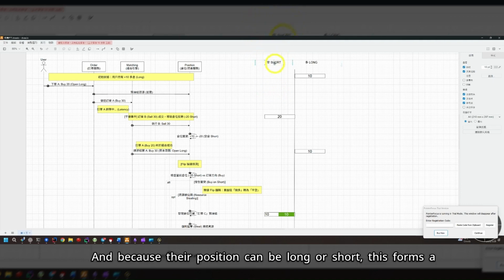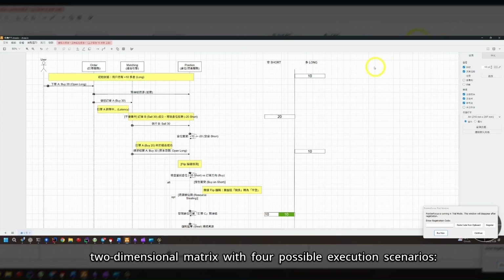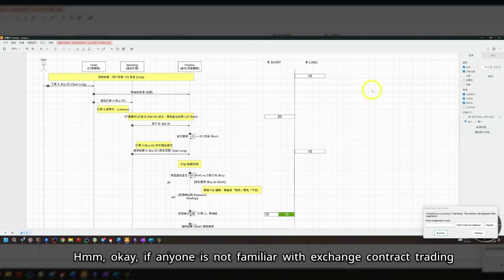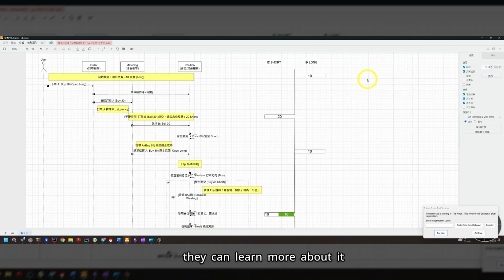And because their position can be long or short, this forms a two-dimensional matrix with four possible execution scenarios: buy long, buy short, sell long, and sell short. Okay. If anyone is not familiar with exchange contract trading, they can learn more about it.